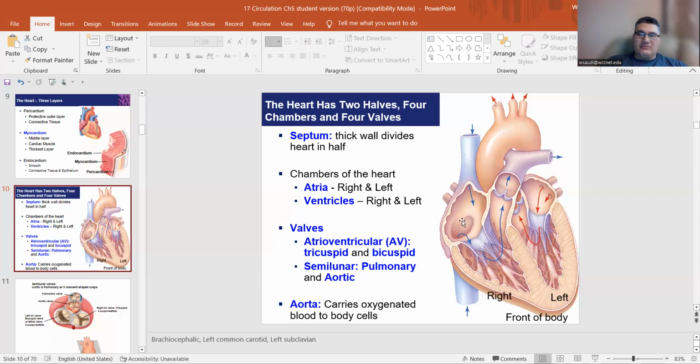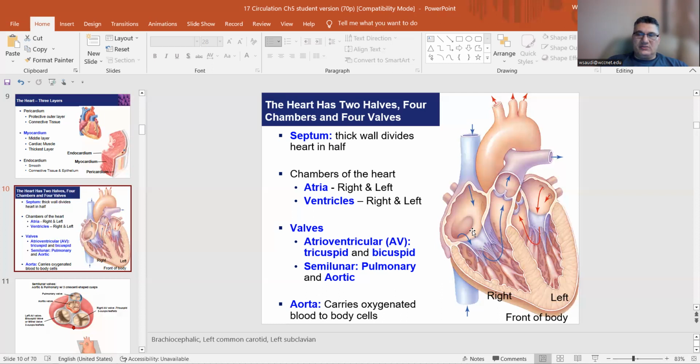From the right atrium, the blood is going to leave through this valve. What's the valve? One-way opening. You go one way only. You can't go back. So the deoxygenated blood will move from right atrium to right ventricle. What is this valve right here? This valve is called the right atrioventricular valve, also known as tricuspid valve.